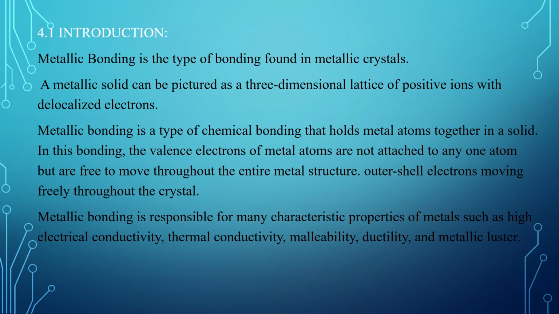Metals consist of a lattice of positive metal ions surrounded by a sea of delocalized electrons. These free electrons move in all directions and create an electrostatic attraction between the positively charged ions and the negatively charged electrons. This strong attraction is known as metallic bond. Metallic bonding is responsible for many characteristic properties of metals such as high electrical conductivity, thermal conductivity, malleability, ductility, and metallic luster.